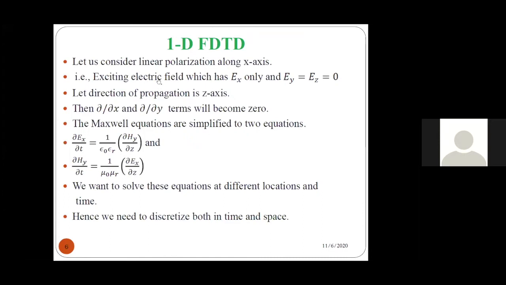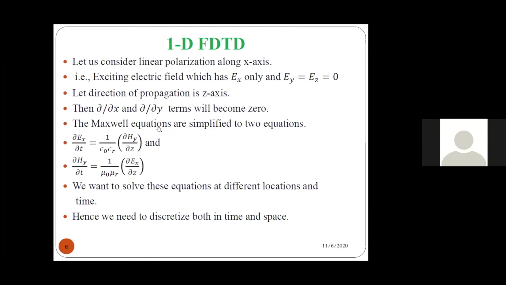Now, if I consider a one-dimensional problem, say a linear polarization along the x-axis, that means we are exciting the electric field along the x-axis only. In that case, we won't get any E field confinement in the y and z directions. Let us consider z as the propagating direction. Then the ∂/∂x and ∂/∂y terms will be 0, because we are interested in the ∂/∂z parameter, since in the z direction we get the propagating wave.